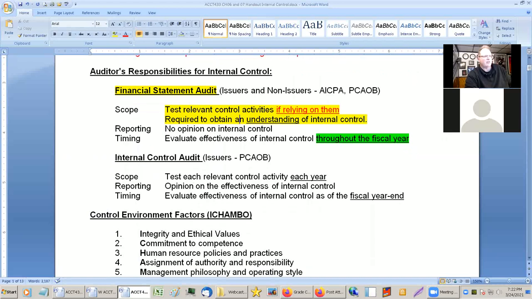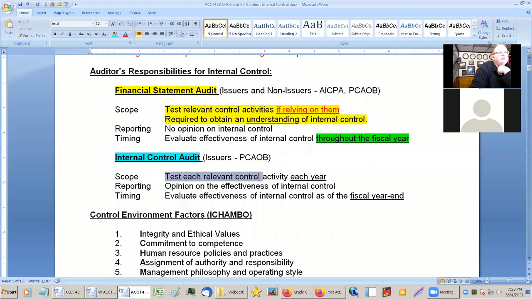Okay, coming down here to the internal control audit, and this is generally only for issuers, although you can get an internal control audit even if you are not an issuer. The AICPA has their own audit standards for auditing internal controls only.